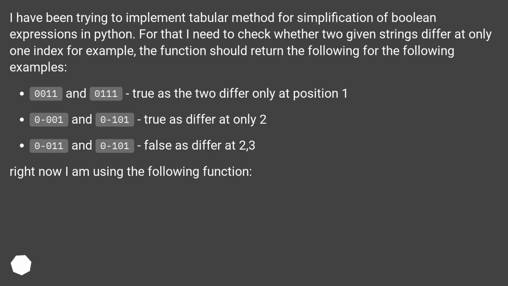0011 and 0111: true, as the two differ only at position 1. 0-001 and 0-101: true, as they differ at only position 2. 0-011 and 0-101: false, as they differ at positions 2 and 3.